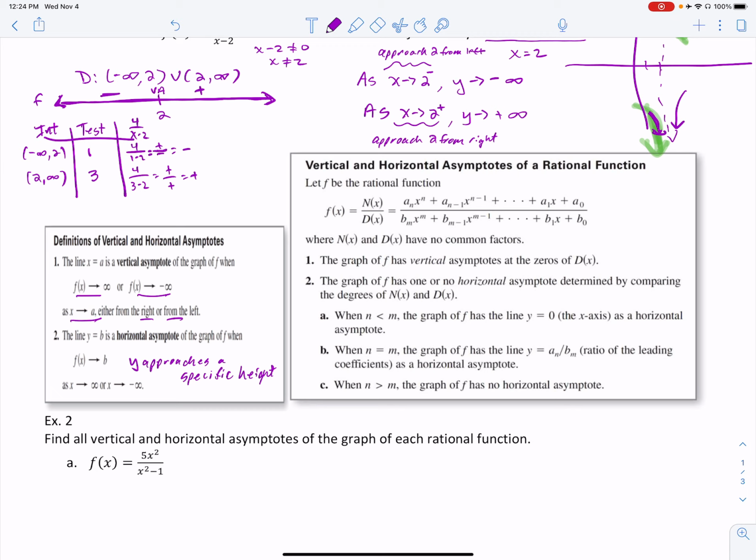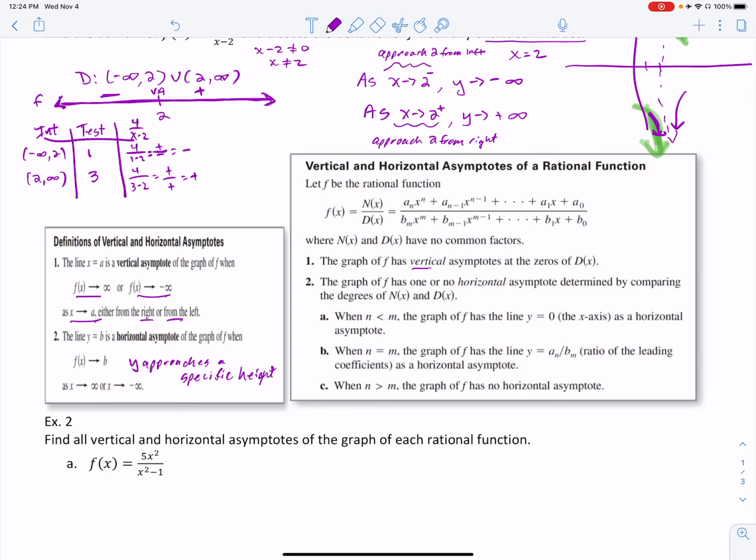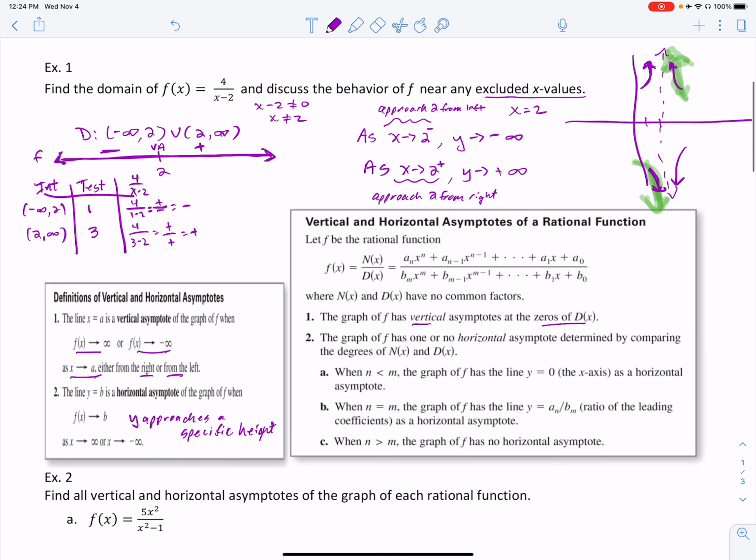But there are some things about vertical and horizontal asymptotes that are good to know. We have d of x is your divisor, your denominator, and n of x is your numerator. And the graph of f has vertical asymptotes at the zeros of d of x. We saw that in example 1. In example 1, d of x was x minus 2, and the zero of x minus 2 is when x is 2, so we have a vertical asymptote at x equals 2.